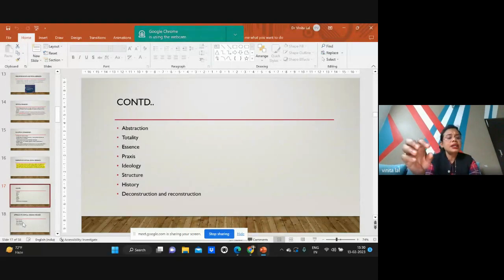Now come to these elements of critical social research approaches: abstraction, totality, essence, praxis, ideology, structure, history, deconstruction, and reconstruction. These elements come under critical analysis, and they are all used in empirical analysis also. These elements come to approaches and techniques of critical ethnography, a particular approach in ethnography which attempts to link to detailed analysis.